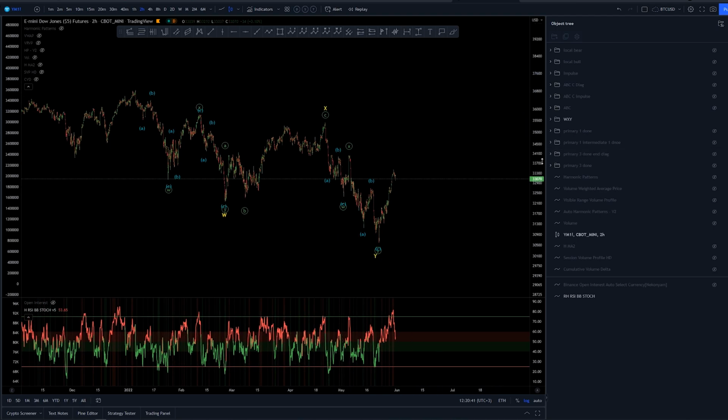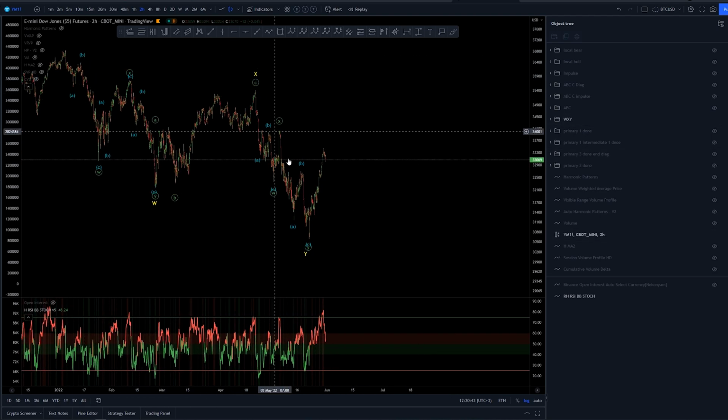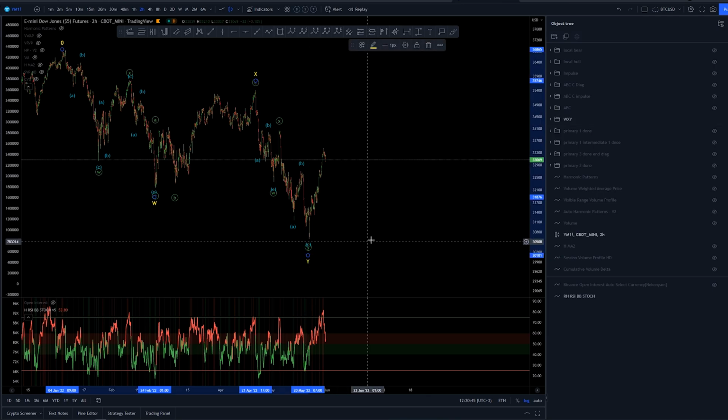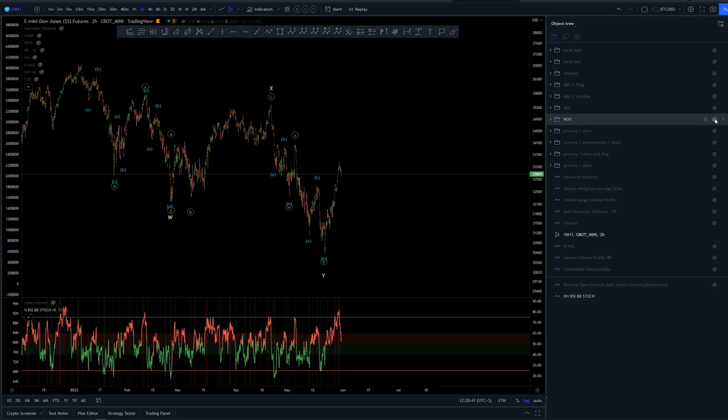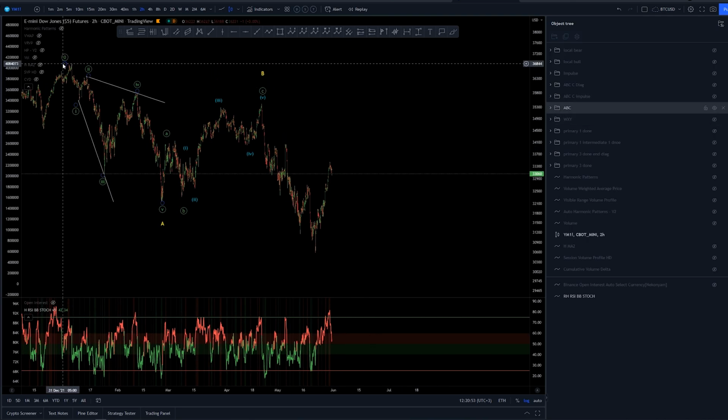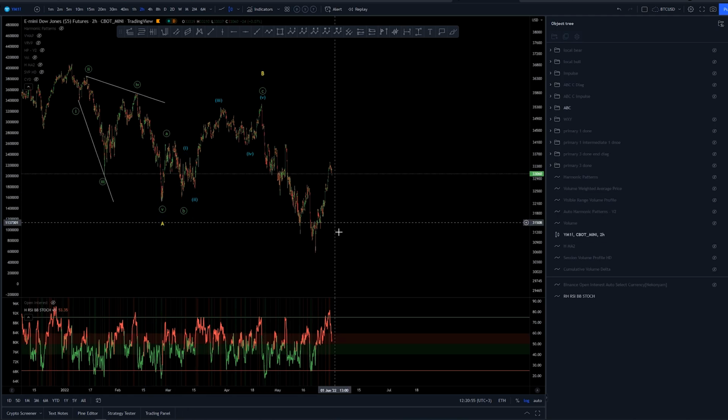So here we had this idea again of WXY coming down, a possible wave Y already completed down here. That's one possibility, a bullish scenario coming off from these lows here. Then we had this idea of having A, B, C, looking for 5 waves in here.